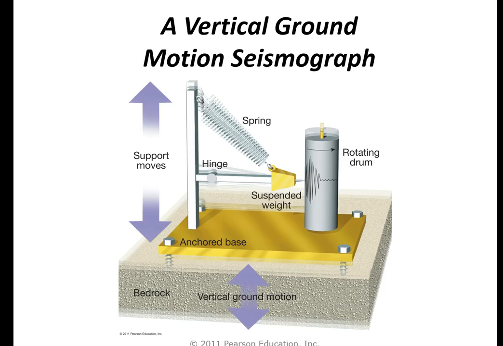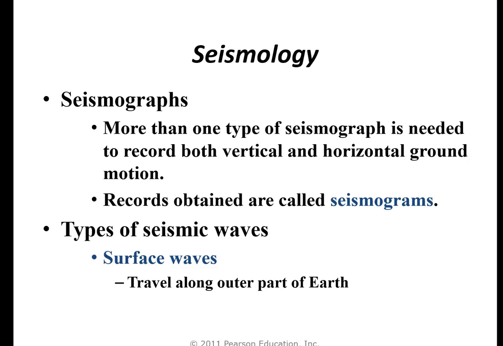So here is this spring with a weight on it and a rotating drum. Now, of course, these days we have more technologically advanced instruments, but this is the basic motion of it. More than one type of seismograph is needed to record both vertical and horizontal ground motion, and the records obtained are called seismograms.